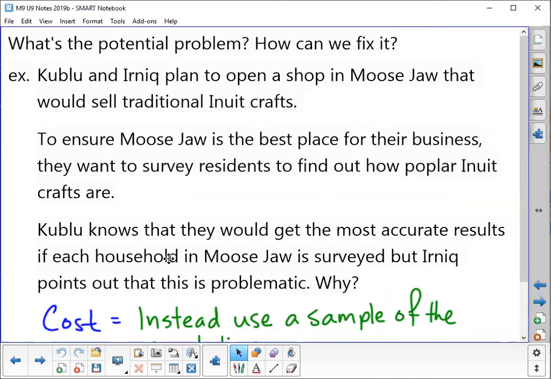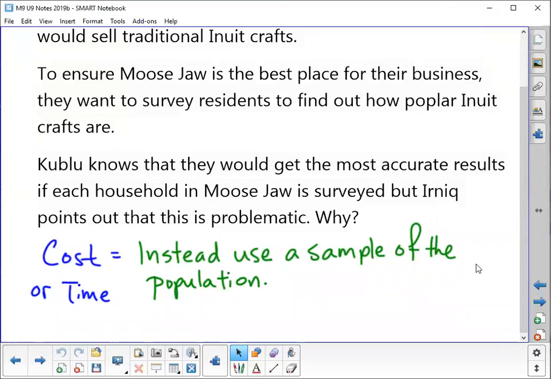So potential problem, Kublu and Ernik plan to open a shop in Moose Jaw that would sell traditional Inuit crafts. To ensure Moose Jaw is the best place for their business, they want to survey residents to find out how popular Inuit crafts are. Kublu knows that they would get the most accurate results if each household in Moose Jaw is surveyed, but Ernik points out that this is problematic. Why would it be problematic? Well, because of cost.